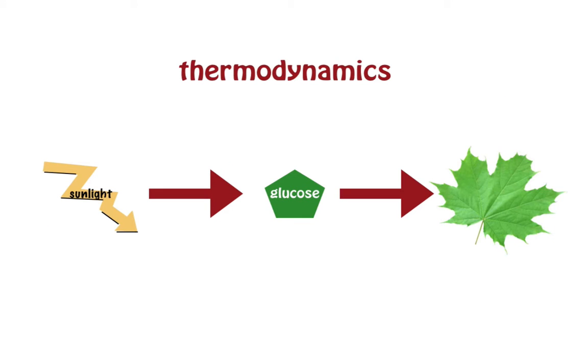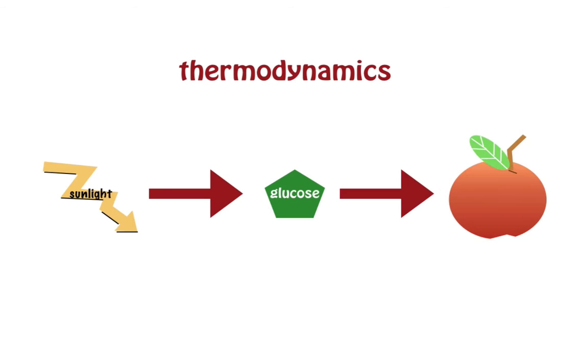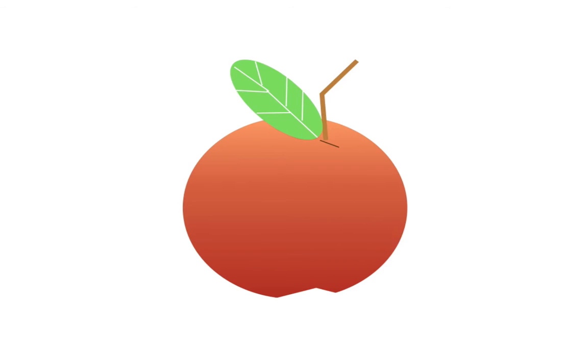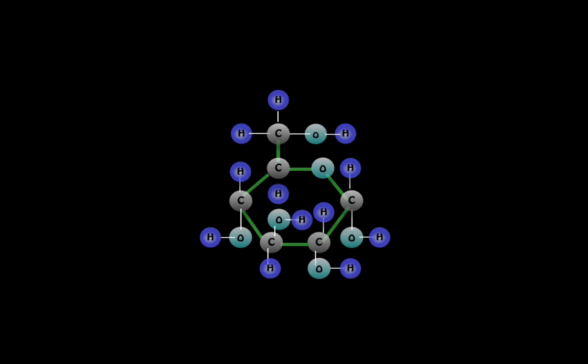So again, furthering our review in thermodynamics, we have sunlight that gets converted to glucose, which then gets converted to plant material, the building blocks of plants, which can take different forms like fruit, okay? So I'm just going to use an apple for an example. These fruits have millions and millions of glucose molecules, this is what it looks like right here. Okay, quite convoluted, but all of these molecules are the same molecules that come in the water and carbon dioxide that plants take in.